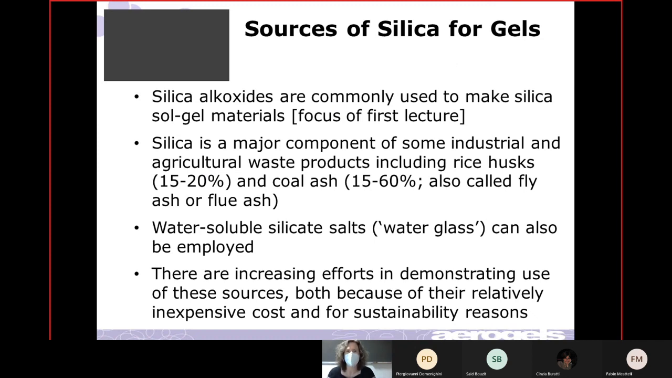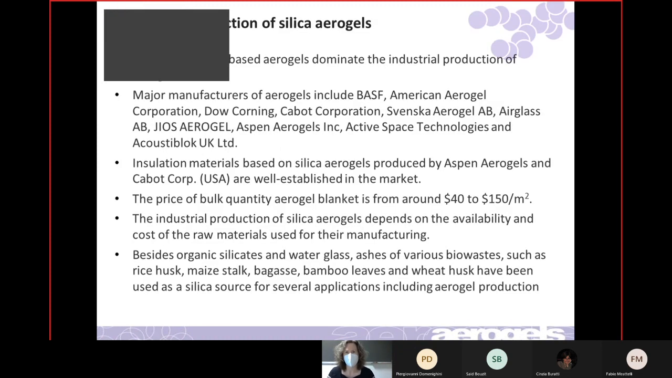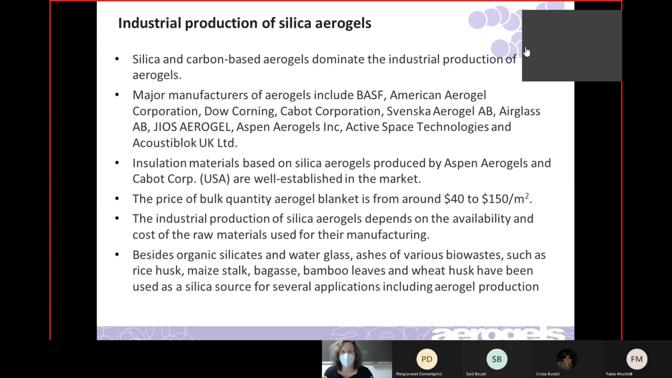Working with the silicate salts, for example, often involves doing an ion exchange, sort of separation methods as well. But there's increasing use in that. And so Professor Anderson also touched on this at the end of her presentation yesterday, that silica aerogels and carbon-based aerogels are the real industrially made ones. There are lots of other types of aerogels, and we are going to talk about some of them today.